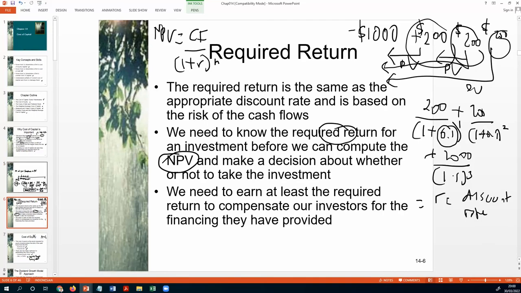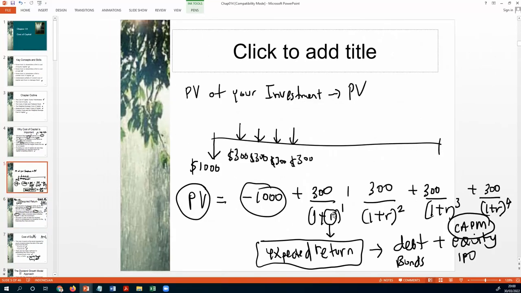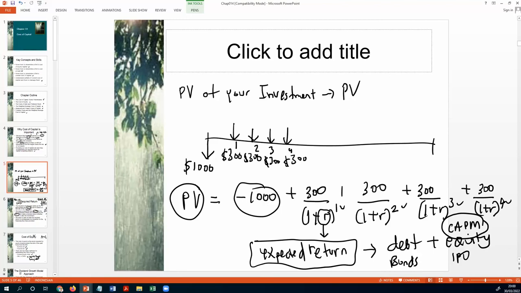So the expected return is the same as the appropriate discount rate. The discount rate is based on the risk of the cash flow. Because it is a discount rate, we discount by dividing by 1 plus the expected return to the power of 1, because this is year 1, this is year 2, year 3, year 4. That's why it is the power of 1, the power of 2, the power of 3, and the power of 4.